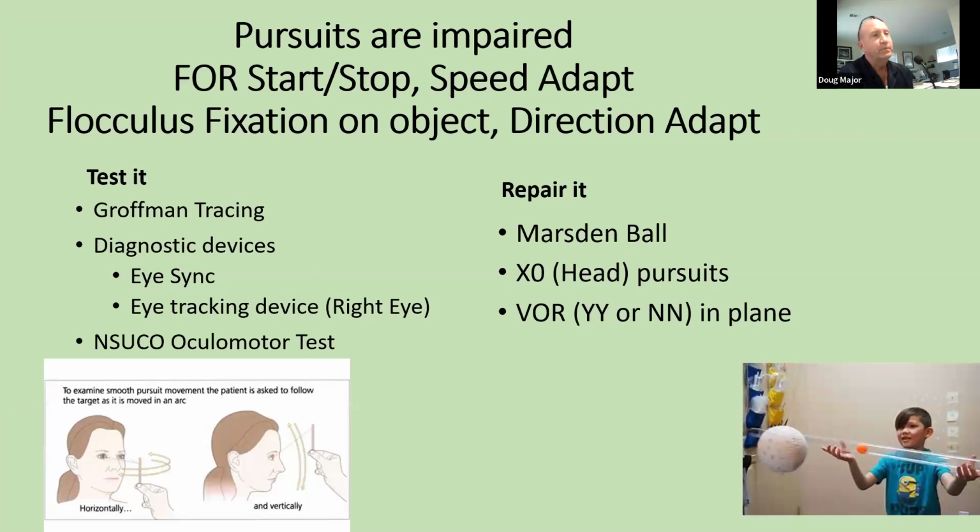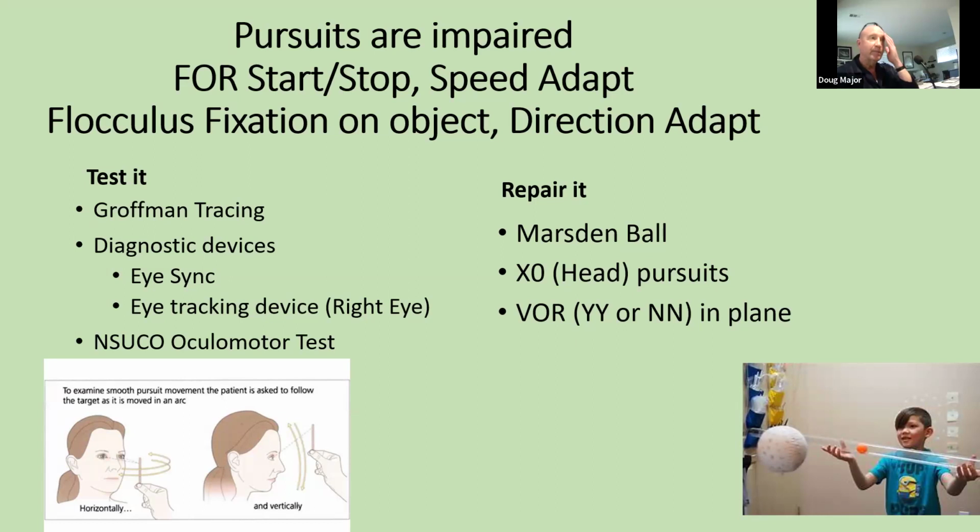Pursuits, remember for the FOR, it's the start and stop, the vestibular or the vermis, and then the flocculus is more about maintaining it on during the phase and how a direction adapts. So we test that by the Grafman's tracings, diagnostically, eye sync, eye tracking devices like the RightEye, and of course all of our ocular motor tests. And of course, we're experts at this.